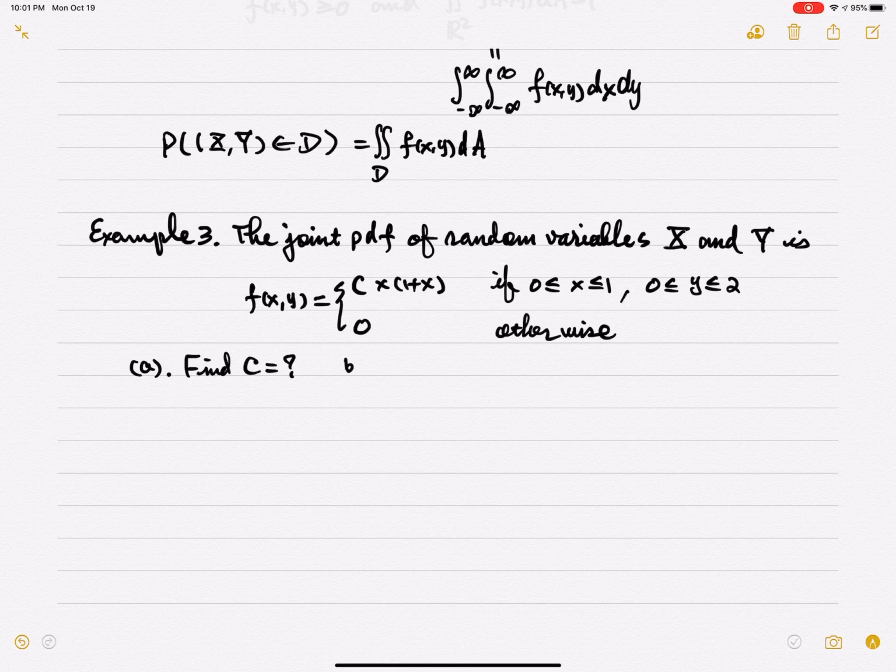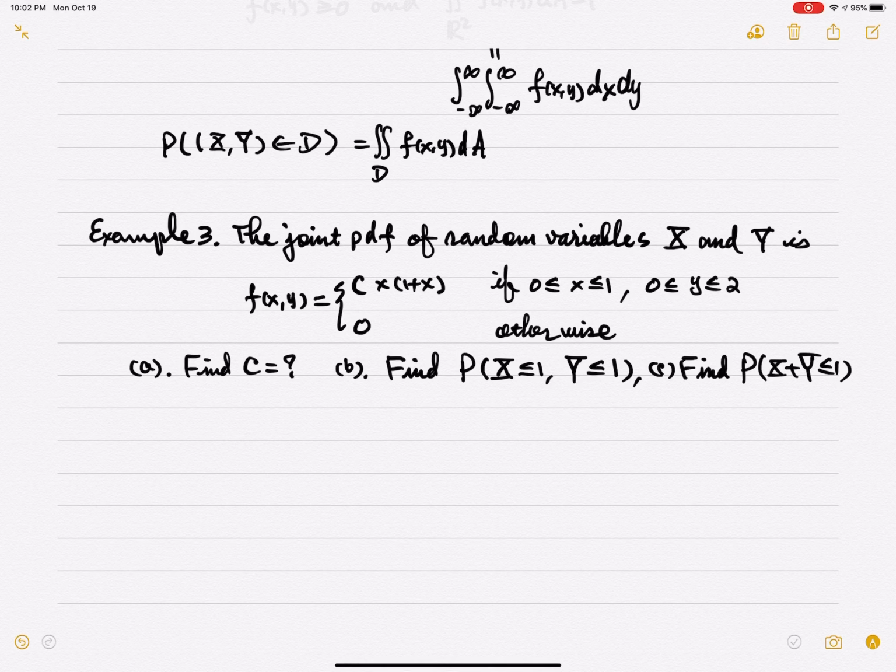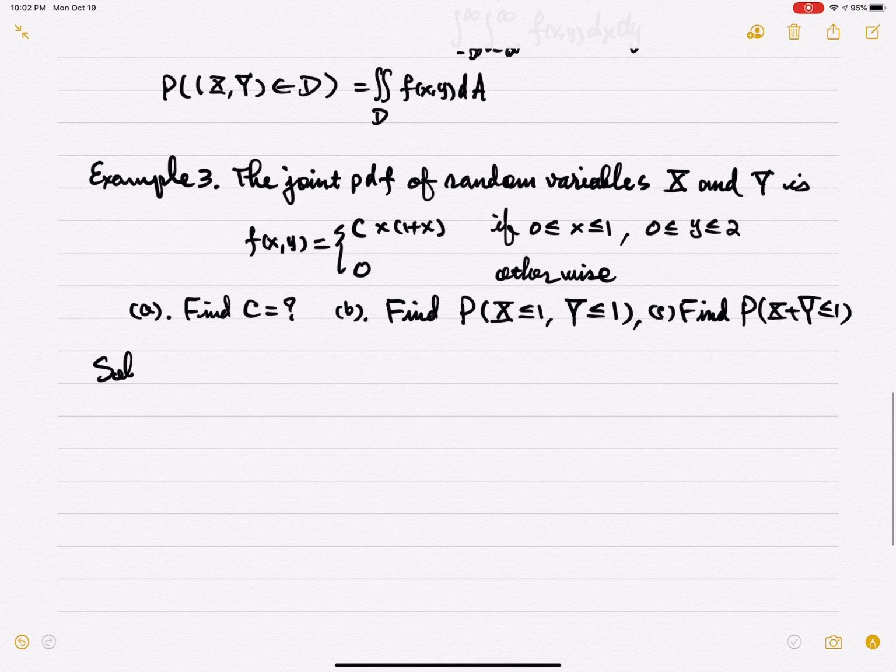So part B, we say find this probability for the random variable x less than or equal to 1, and variable y less than or equal to 1. And then part C, we say find the probability for x plus y less than or equal to 1. So we need to do those three things. So here, let's see. Solution.